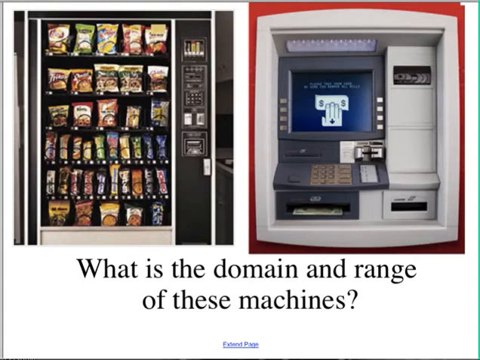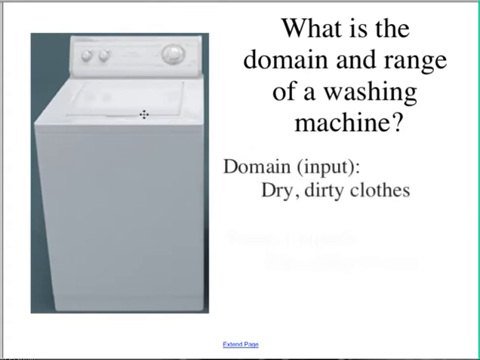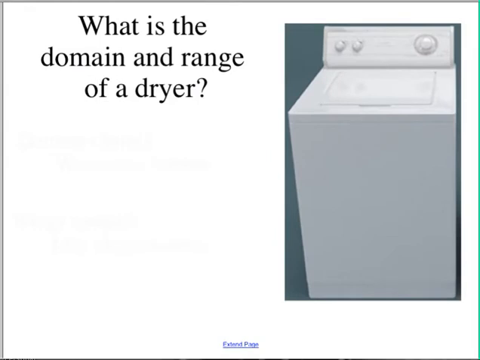So first, let's just start with the washing machine. What is the domain and range of a washing machine? Well, if you've got your clothes, most likely they are dry, and then they are also dirty. So this is what you are putting into the washing machine. Then the machine does its job, and then what comes out of a washing machine, that would be the output or the range, is going to be wet, clean clothes. So thinking of the washing machine as its own function, you put in dry, dirty clothes, and what comes out, wet, clean clothes.